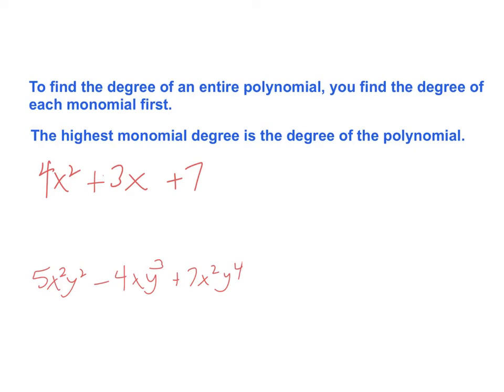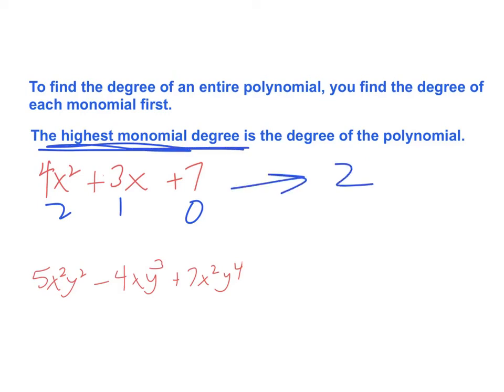So let's start here. What is the degree of the first term? What's the degree of this? 2. What's the degree of the next term? 6. What's the degree of this term? 1. X to the first. What's the degree of this term? 0. So this one is 1. This one is 0. What's the degree of the whole thing then? Highest monomial degree. So the degree, this is a second degree. This is a quadratic, right? X to the second. Highest degree is 2. Therefore, the degree of the whole thing is 2. You only add in the monomials.